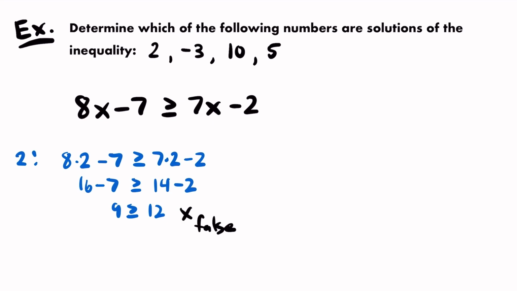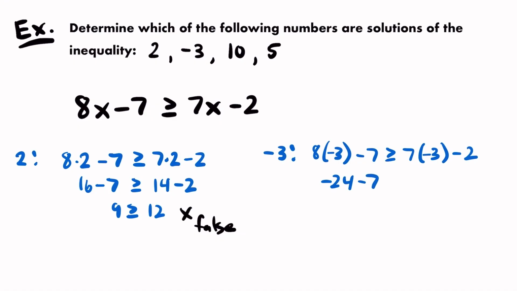Let's check that. If we let x be -3, we'll have 8 times -3 minus 7 is greater than or equal to 7 times -3 minus 2. Okay, once again, I just replaced each of these x's with -3, the number that we are testing to see if it is a solution to that inequality. And then we do need to simplify once again. 8 times -3 is -24. So we have -24 minus 7 is greater than or equal to 7 times -3, which is -21 minus 2. So we'll have minus 2 on the end there.